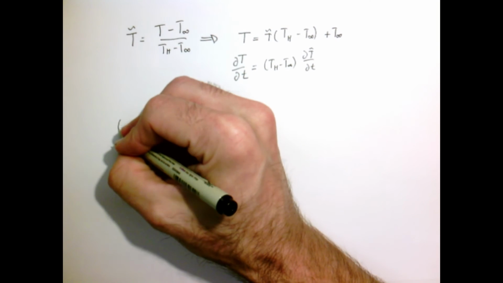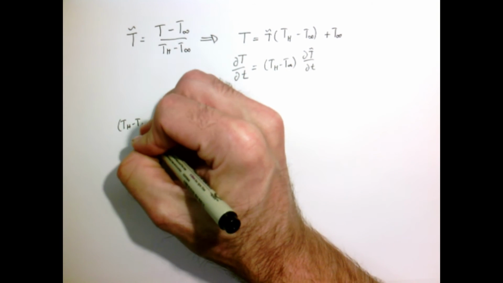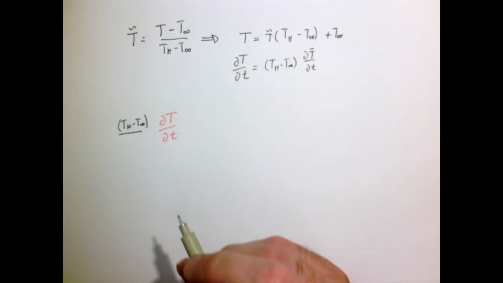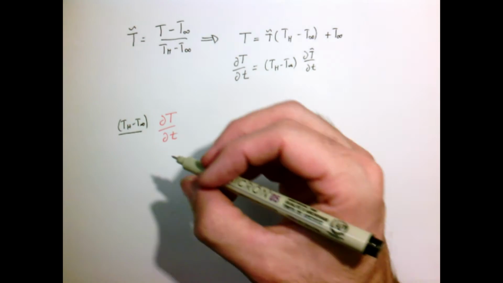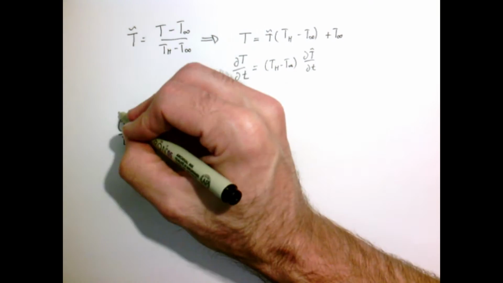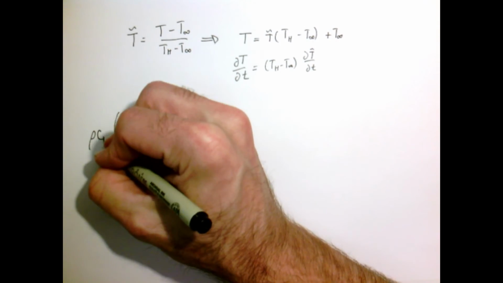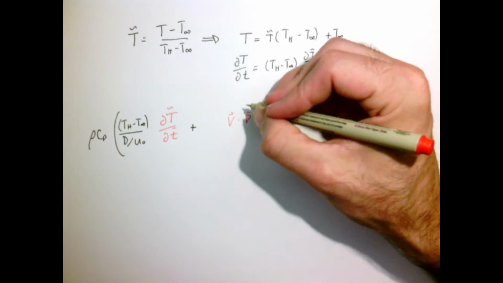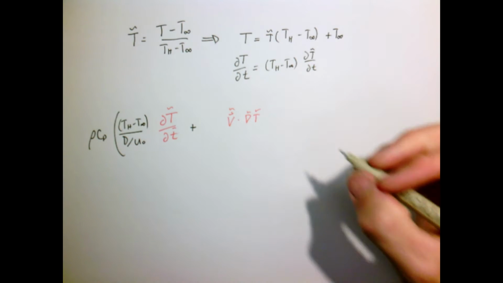conservation of energy, I have a partial derivative of temperature with respect to time, which means I need to factor the T hot minus T infinity. To make time dimensionless, I need my d divided by u naught. And then I have to remember this whole term over here is going to be multiplied by rho Cp. And let's just put twiddles over everything to be clear that the red is, again, our dimensionless variables.